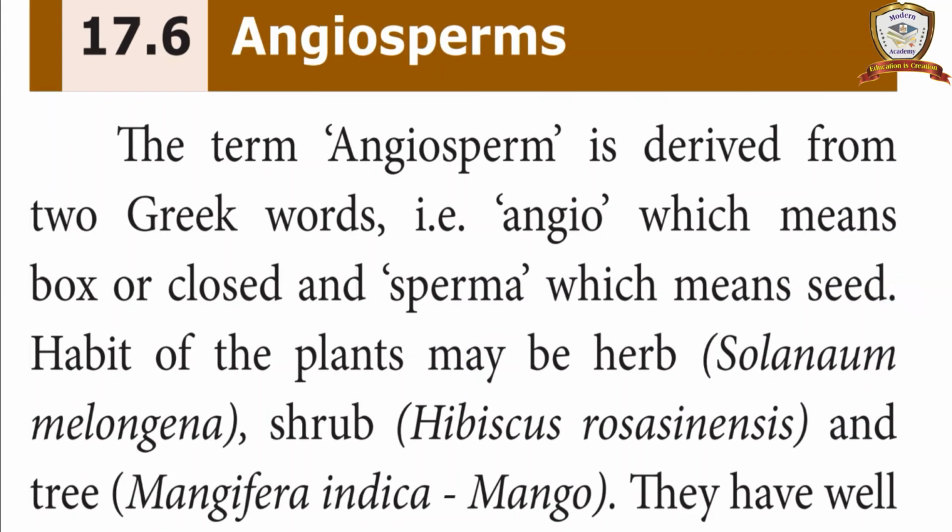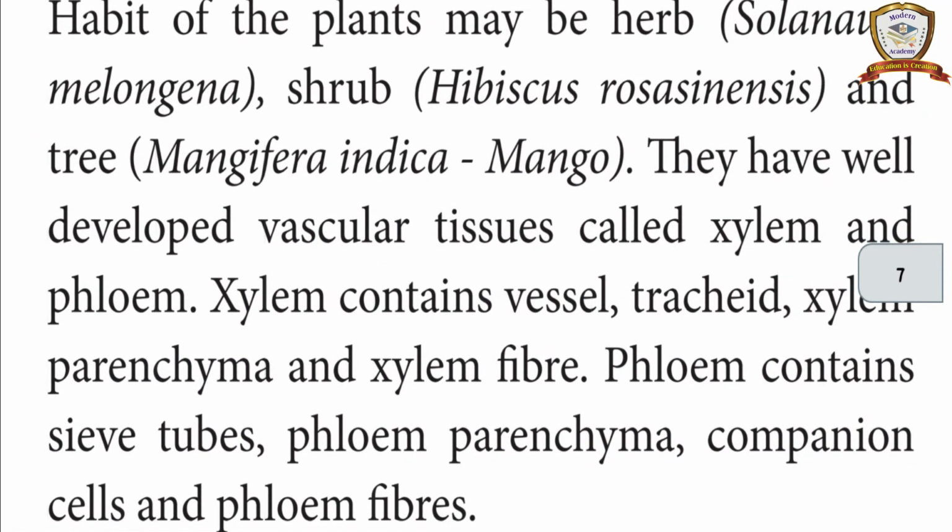Angiosperms. The term angiosperm is derived from 2 Greek words, that is angio, which means box or closed, and sperma, which means seed. Habit of the plants may be herb, Solanum melongena, shrub, Hibiscus rosa-sinensis, and tree, Mangifera indica, mango. They have well developed vascular tissues called xylem and phloem. Xylem contains vessel, trachea, xylem parenchyma and xylem fiber. Phloem contains sieve tubes, phloem parenchyma, companion cells and phloem fibers.